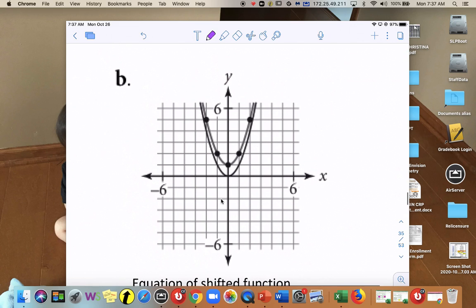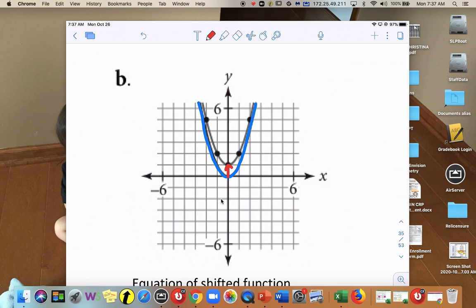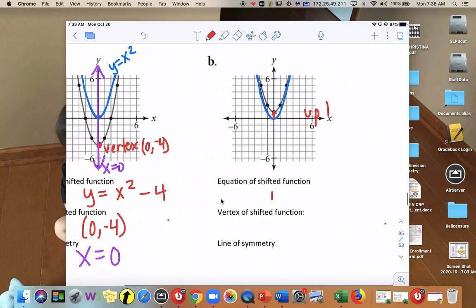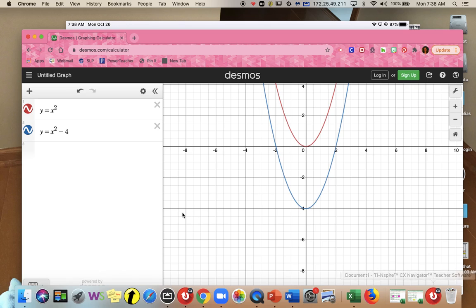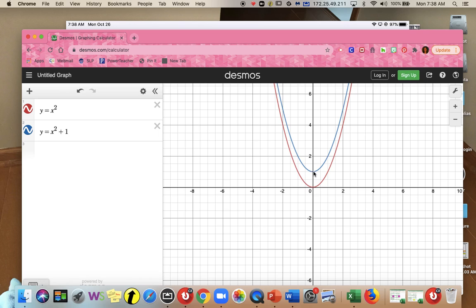All right, so B right here, again, the shifted function is the one without the dots on it. So here's my shifted function. Vertex is at 0, 0. Line of symmetry is at x equals 0. And it looks like the one with the dots goes up 1. Write that down, up 1. All right, so our shifted function would be x squared, and up 1 would be plus 1. So again, let's test that. I'm just going to go ahead and shift this blue function right here. And then we can see, hey, that did look like it goes up 1.